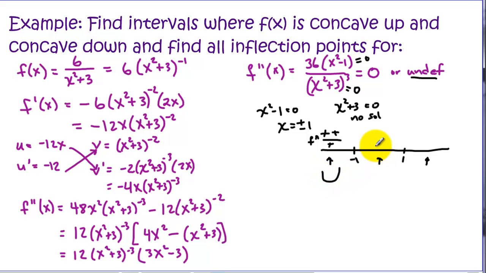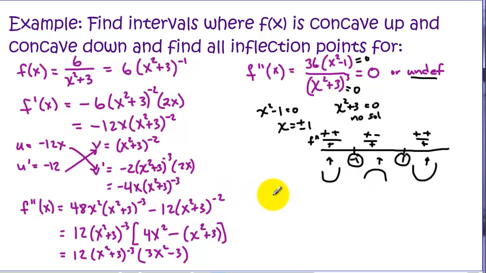In this interval I'm going to pick 0, so I've got positive. Here I get negative 1, which is negative over positive, so I'm concave down. And over here I've got positive, positive over positive, or concave up. So we've got 2 intervals of concave up, 1 interval concave down, and at these 2 points, at negative 1 and 1, we're going to have inflection points because we change concavity.